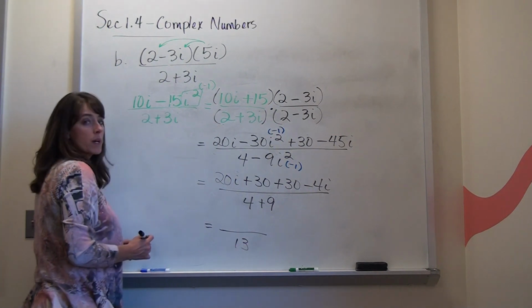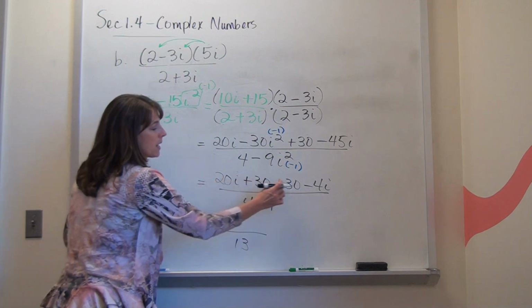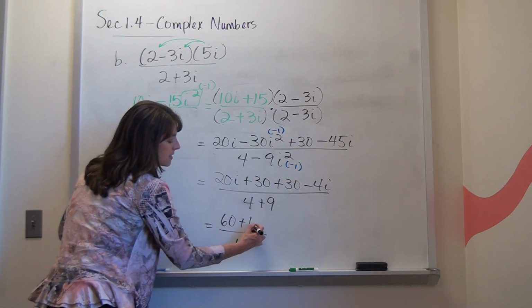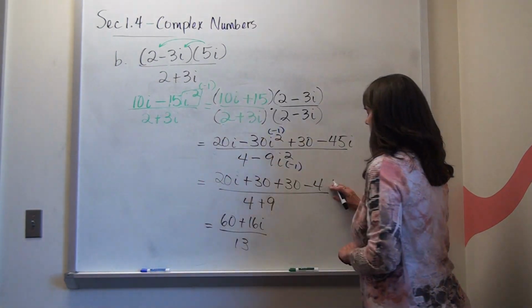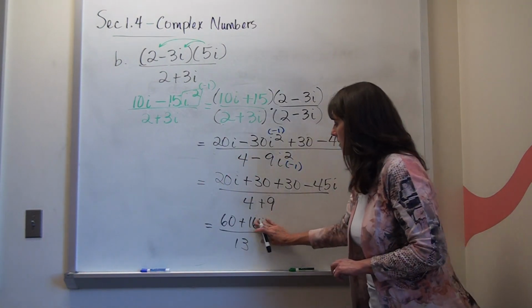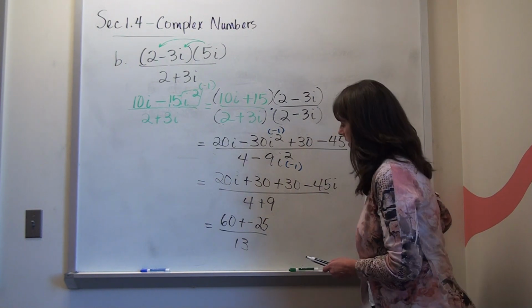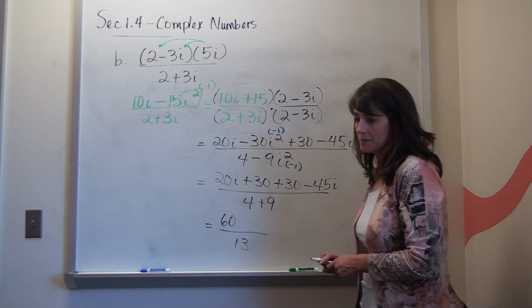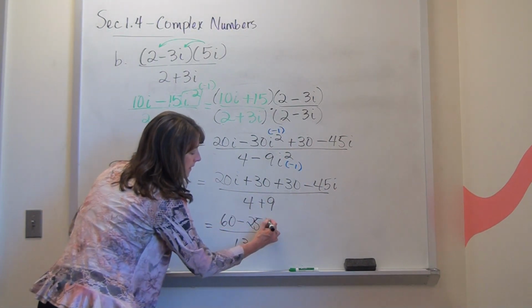And in my numerator, when I combine like terms, 30 plus 30 will be 60, and 20i minus 4i will give me a 16i. Sorry, that's a 45. My apologies. It's not 16i, that's going to be a negative 25i. Let's just clean that up completely. There we go.